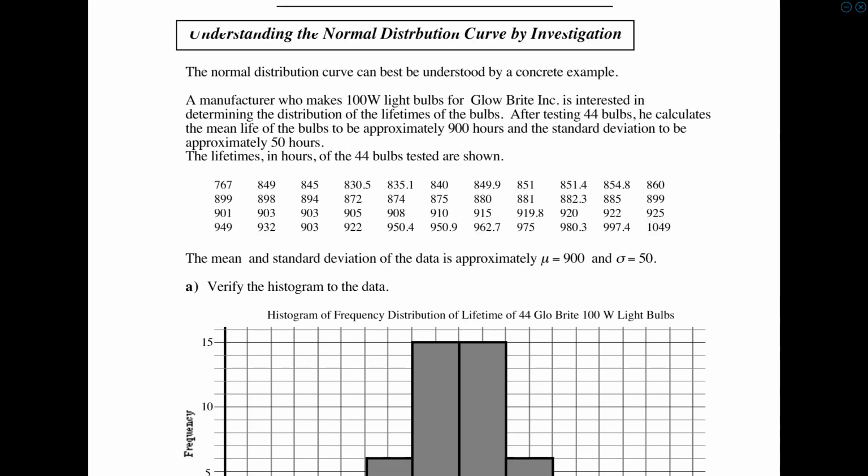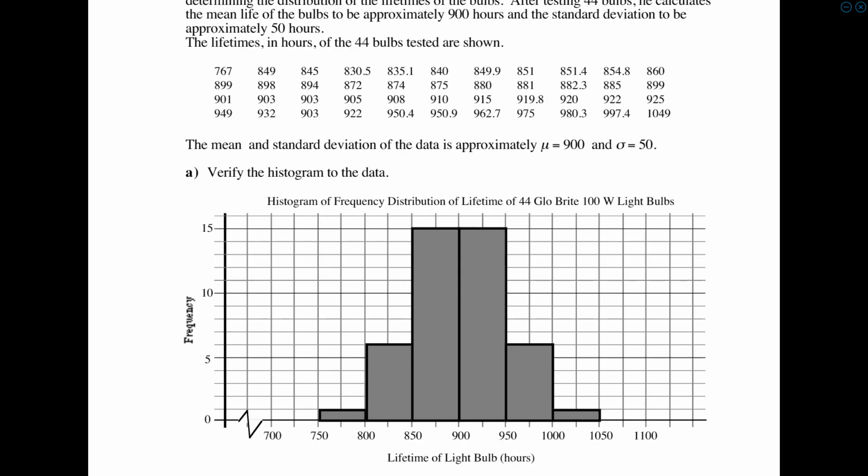So first of all, let's use a concrete example. There's a manufacturer making 100-watt light bulbs for this company, and they want to figure out how long their light bulbs last. Now, they test 44 bulbs, calculate the mean to be about 900 hours, and the standard deviation is about 50 hours. Here's the lifetime in hours. So first of all, let's look: does this data match the histogram?